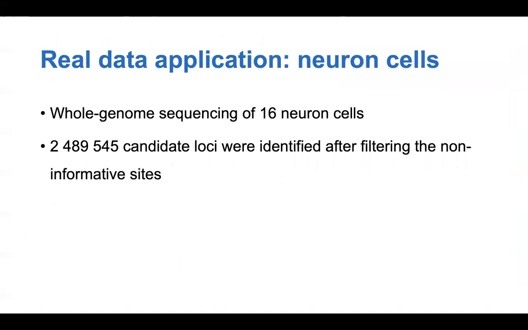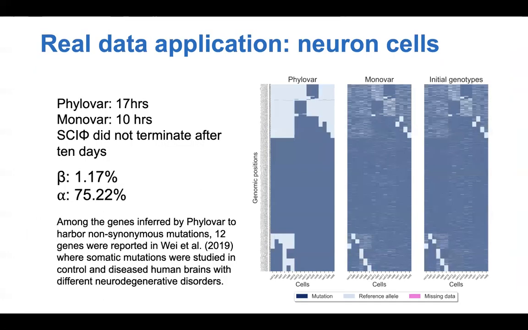We ran Phylovar on a challenging dataset in terms of its scale. This dataset contains 16 neuron cells from a normal human brain. They are sequenced using whole genome sequencing, and SciPhy's statistical test identified around 2.5 million candidate loci. Here you can see the heat maps of Phylovar and Monovar on the loci with non-synonymous mutations.